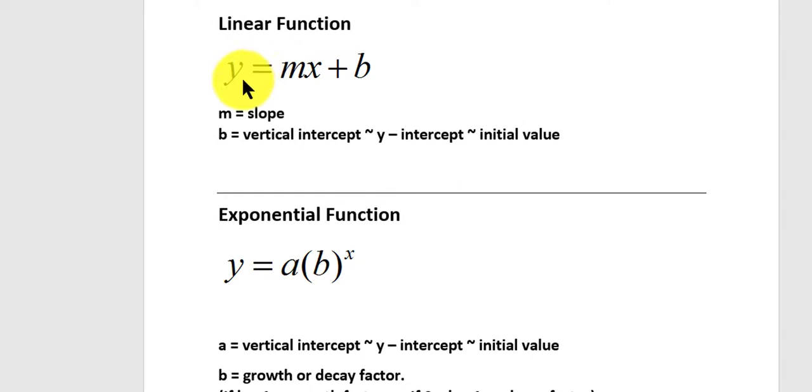So I just wanted to remind you, right? A linear function, we have y equals mx plus b, where m is our slope and b is the vertical intercept or y-intercept, or b is your initial value. So in this case, the b would be our starting salary, right? Our initial salary is our b, and the slope would be your raise, which is, I think, $1,050.